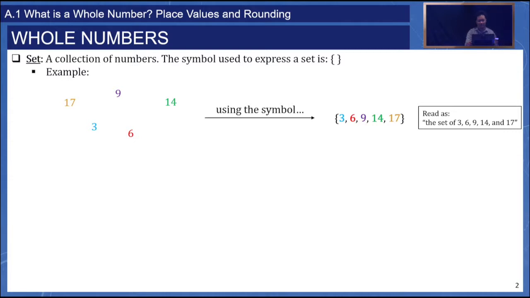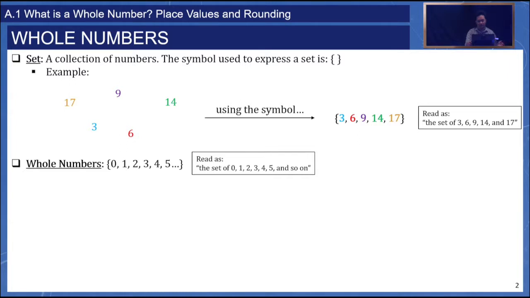Well, I guess the very first one would be 0. So 0, 1, 2, 3, 4, 5, and so on. The set of those numbers are what we call whole numbers. So whole numbers do not include decimals or fractions, no 1.6, no 3 halves. It's just 0, 1, 2, 3, 4, 5, all the way to infinity.